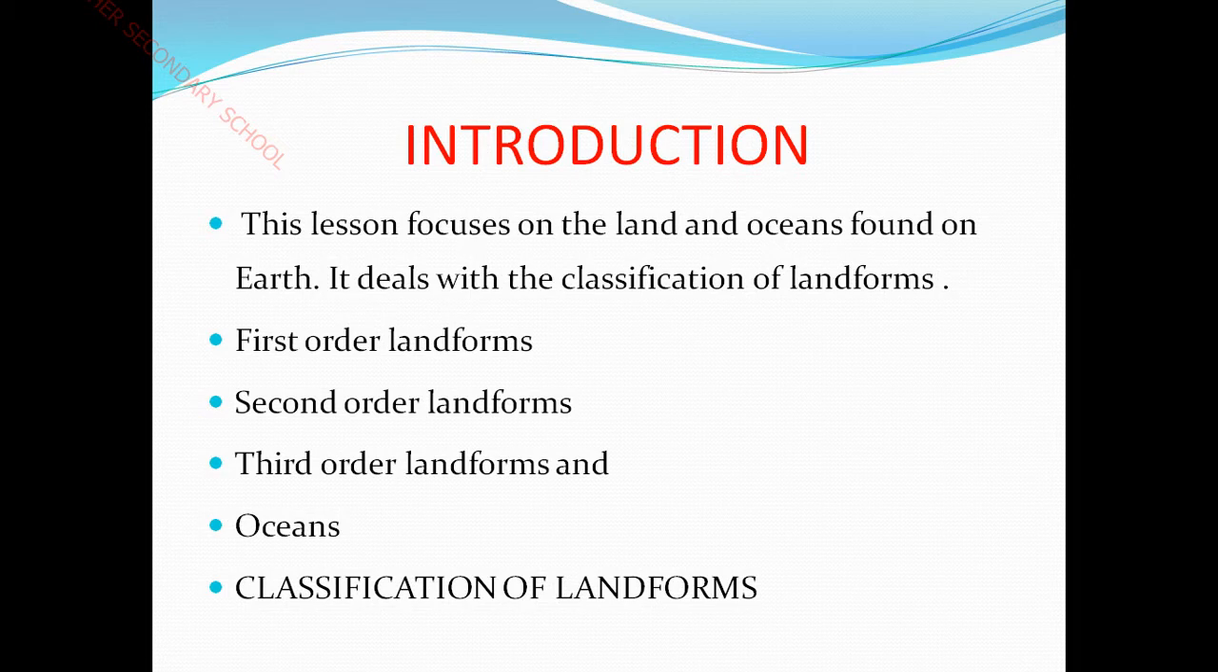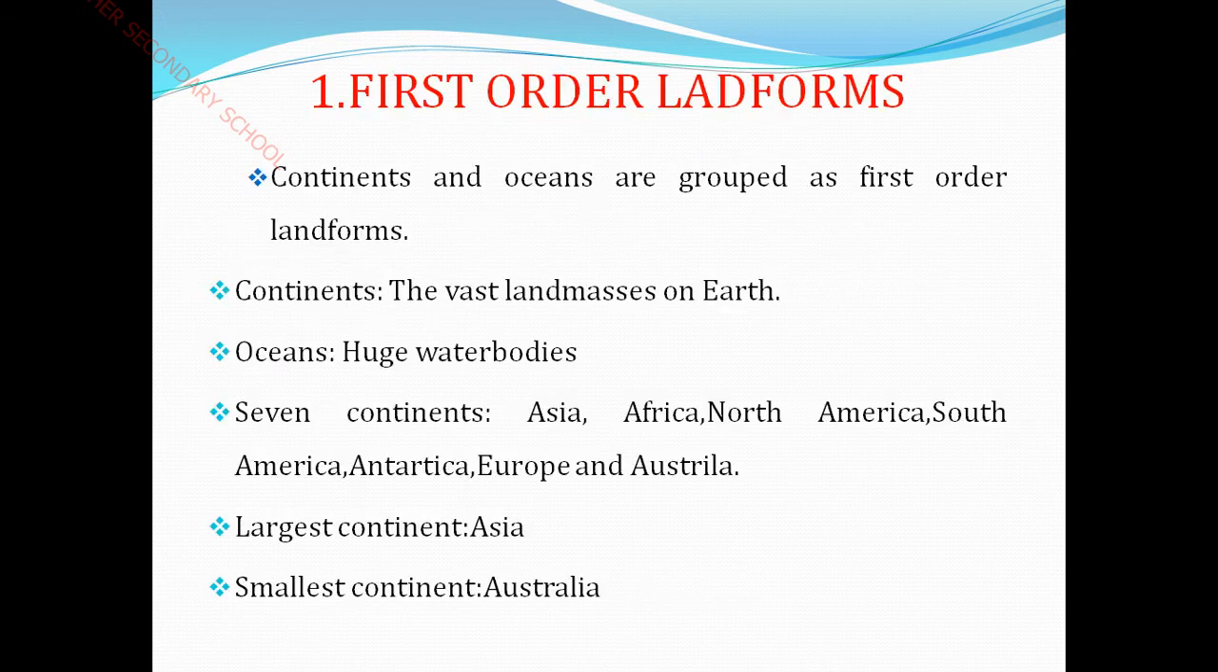Okay children, next you are going to see about the oceans and the classification of landforms. See here, 200 million years ago, the great land mass called Pangaea, that means the supercontinent, and Panthalassa, these two moved away from each other.